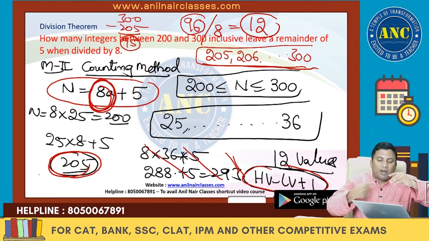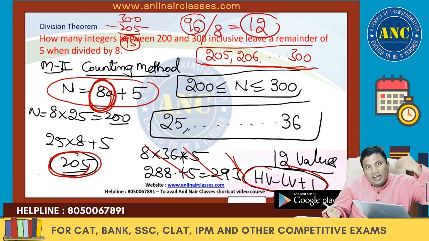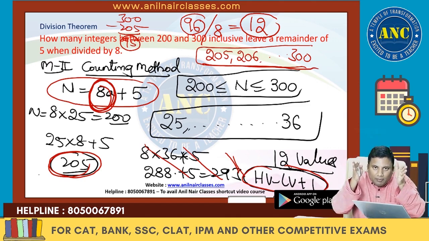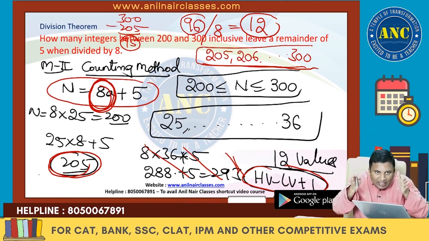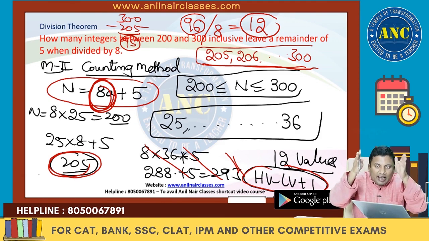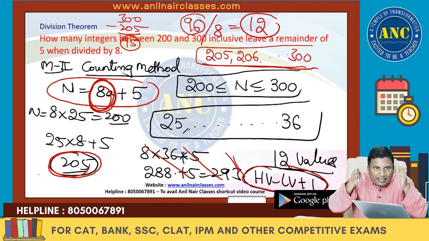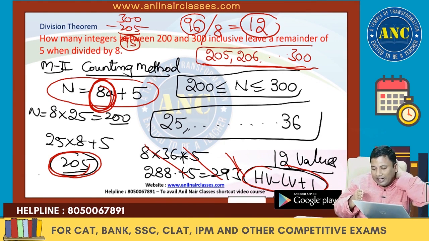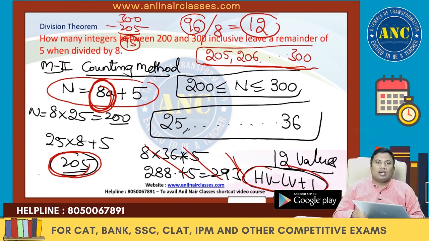Because it is 8a plus 5, one is 205, and the next will come after steps of 8. That means a total of 96 values are there. In every set of 8, there will be one value which will satisfy. First 8 values, one number will satisfy. Next 8 values, one number will satisfy. Like that, if I take the 96 values into groups of 8, 12 groups will form. Every group gives one value. So the answer is 12 values. Are you all with me?